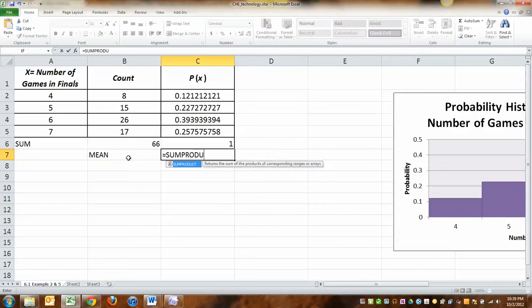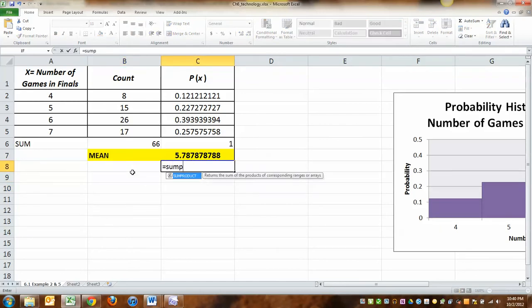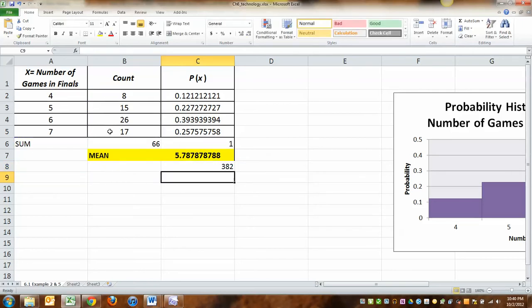Okay, now to find the mean, you have to find the sum product. Remember that formula? And you have to tell it what the values are. Now the values are the x's right over here, which is the 4, 5, 6, 7, comma, the probabilities right here, right? 0.121 and so on. Don't do the counts. I know the counts are there, but don't do it. Here's the mean. Boom. Now, if you did do the counts, you're probably saying, oh, Lana, I could have done it. All right, so if you had done x's, comma, counts in the sum product, that would have been fine, except it's not the mean, right?